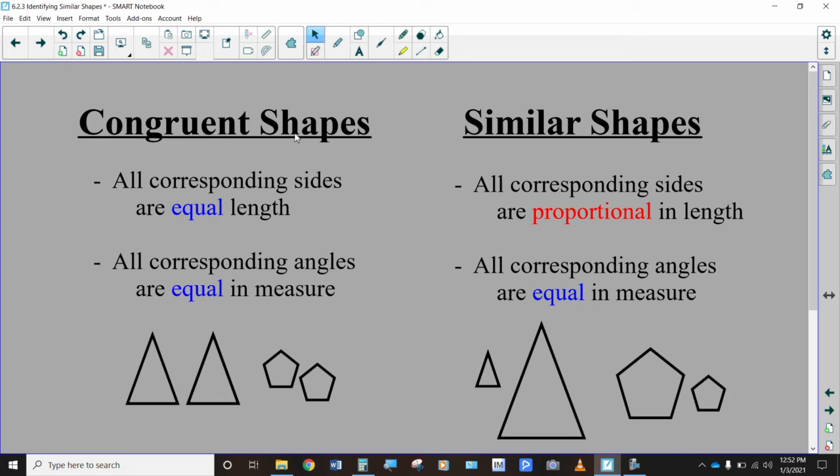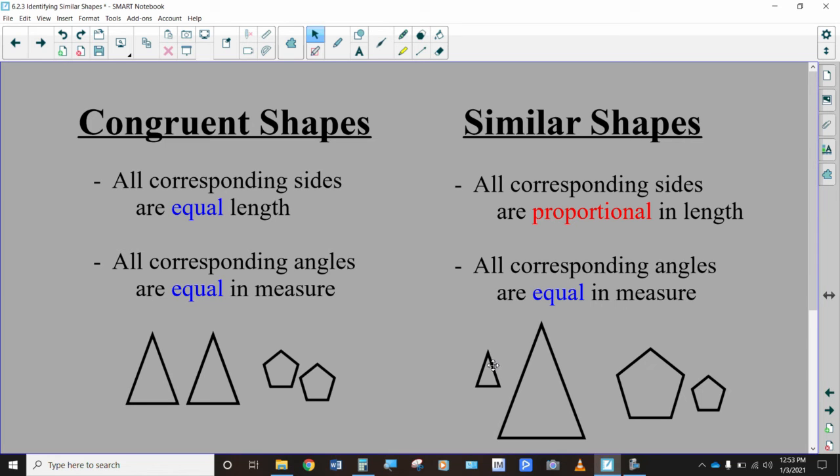Congruent shapes. All corresponding sides are going to be equal to each other in length, and all the corresponding angles will be equal to each other in measure. So you can see this triangle is identical to this triangle. This pentagon is identical in size and shape to this pentagon. When you're dealing with similar shapes, the angles are still equivalent to each other, right? The corresponding angles are congruent, but the side lengths are not necessarily the same length. However, they are proportional according to a scale factor.